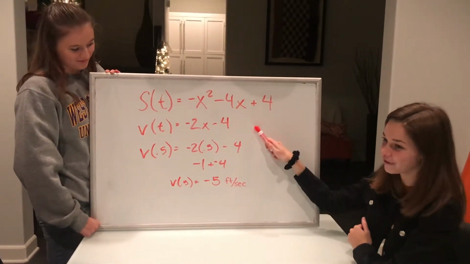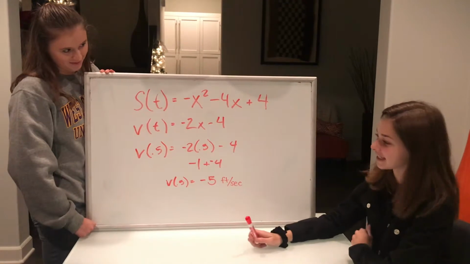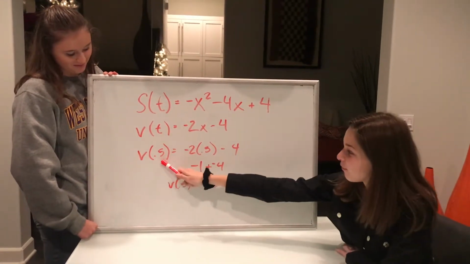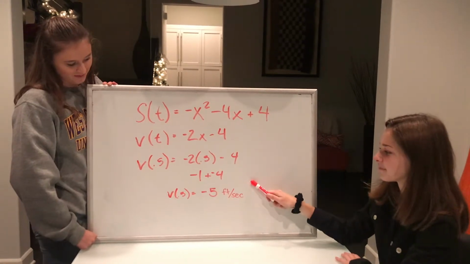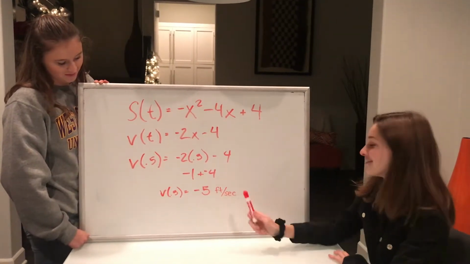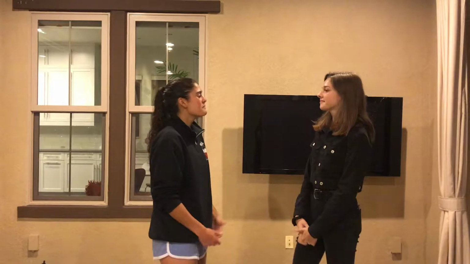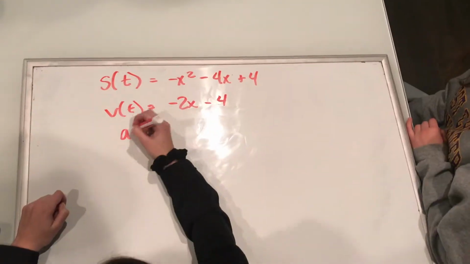Next, we want to know what the velocity is at 0.5 seconds. So it's going to be v of 0.5, and then you just plug it in for x. After you simplify, you get -5. Don't forget your units. But wait, Ariana, what was its acceleration when the velocity equals 0? Let's find out.